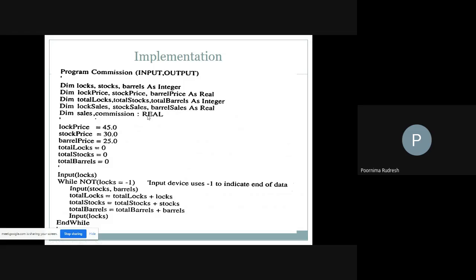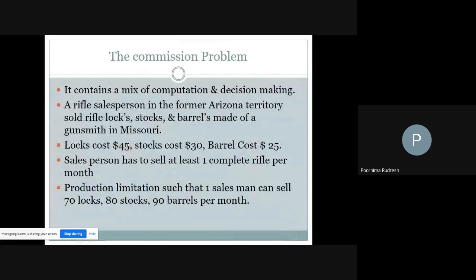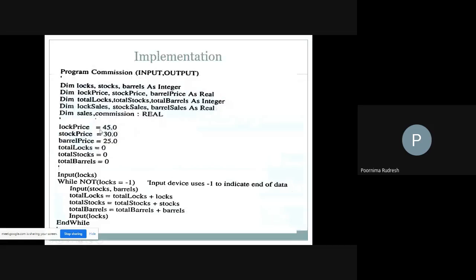Here the lock price, stock price, and barrel price are also given. What is the lock price? $45, stock price is 30, and barrel price is 25. That also we have declared. Initially, we assume that no sale is done, or no locks, stocks, or barrels are sold. Hence, initially all these values are 0, so we are declaring these initial values as 0.